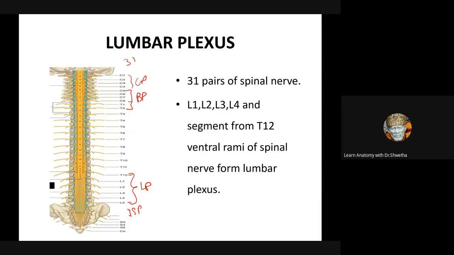So the cervical plexus will supply the head and neck and the shoulder, whereas the brachial plexus will supply the upper extremity. The lumbar plexus we just discussed. It supplies the lower extremity, anterior abdominal wall and skin of the gluteal region. The sacral plexus supplies again the lower limb and the pelvis.